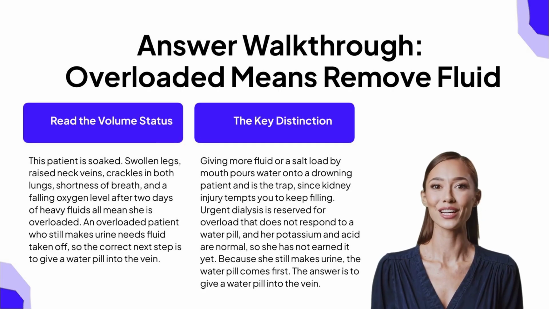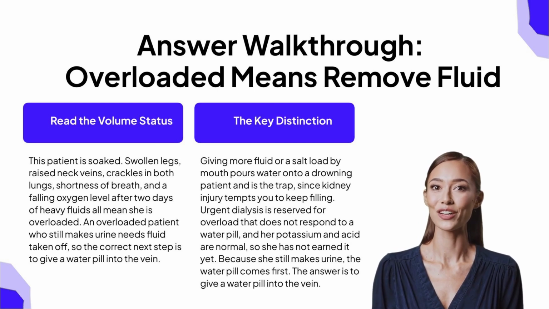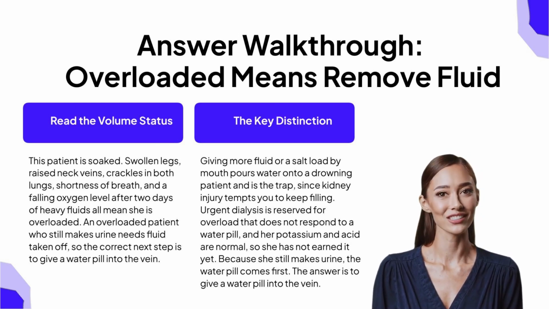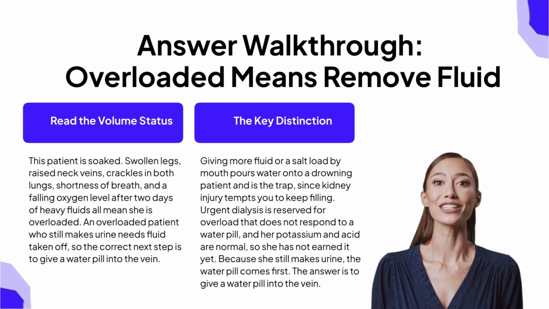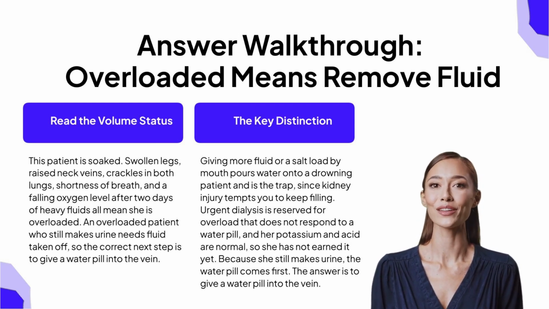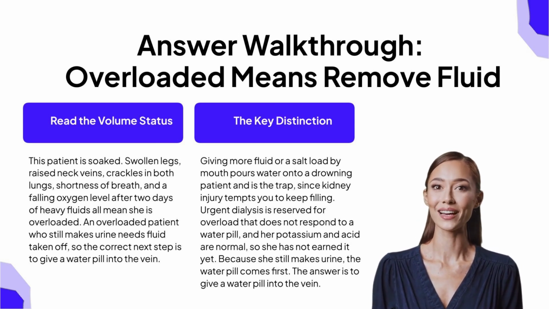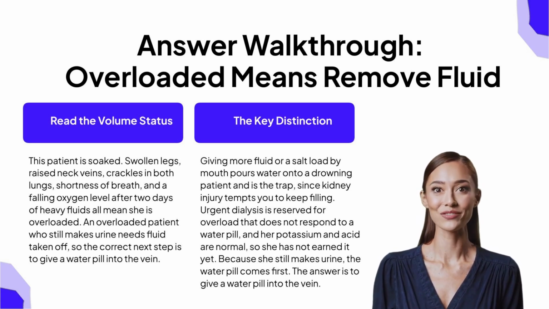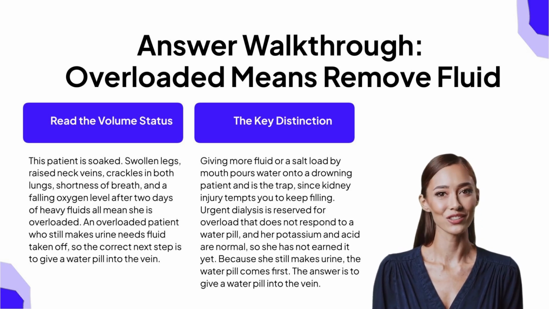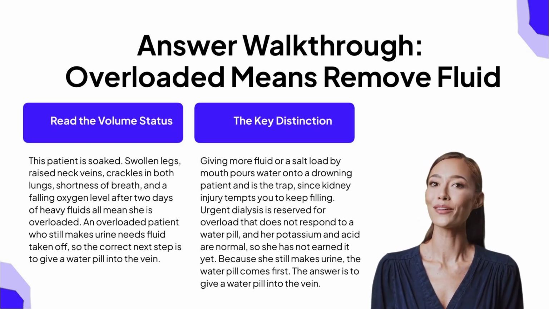Let us break down this answer. First, read the volume status, because that is the whole question. This patient is soaked. She has swollen legs, raised neck veins, crackles in both lungs, shortness of breath, and a falling oxygen level, all after 2 days of heavy fluids into the vein. Every one of those findings says she is overloaded and wet. An overloaded patient who is still making urine needs fluid taken off her, so the correct next step is to give a water pill into the vein.